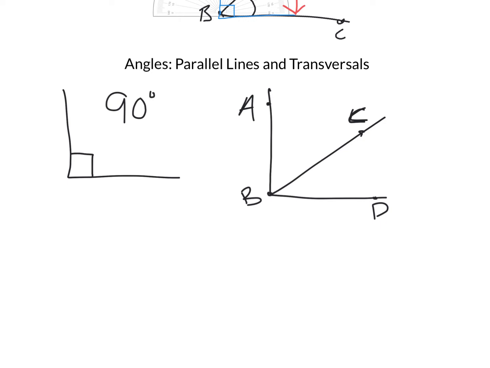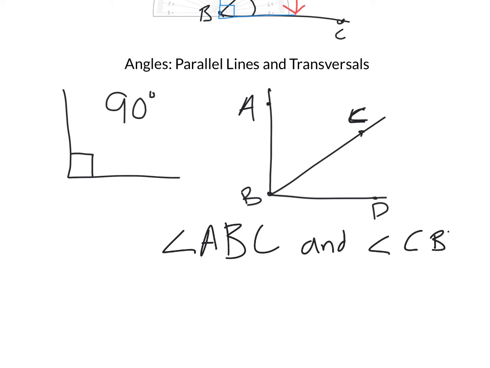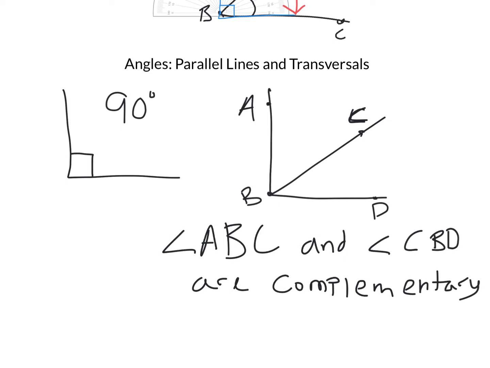So we could write that out like this: angle ABC and angle CBD are complementary. Okay, so angle ABC and angle CBD are complementary angles.